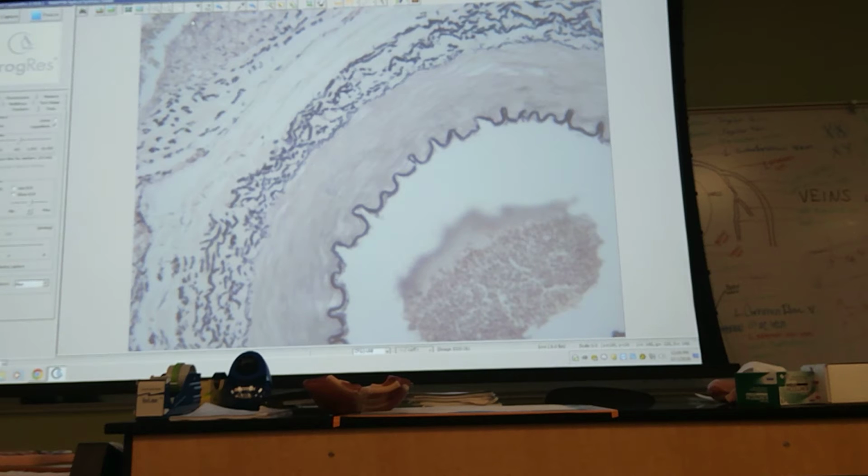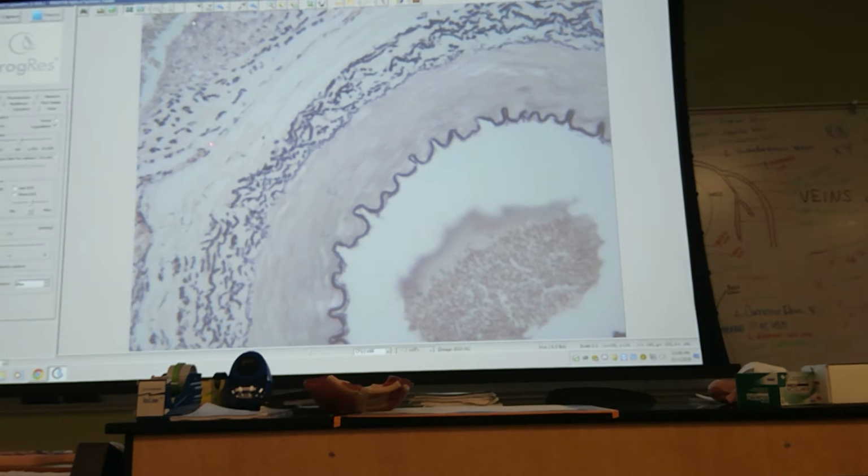Okay? So we're talking about this. Here, the wall. This is the lumen. All that is coagulated blood. Those little dots are red blood cells. They should not ask you anything about that. Okay? Just so you know. Okay?